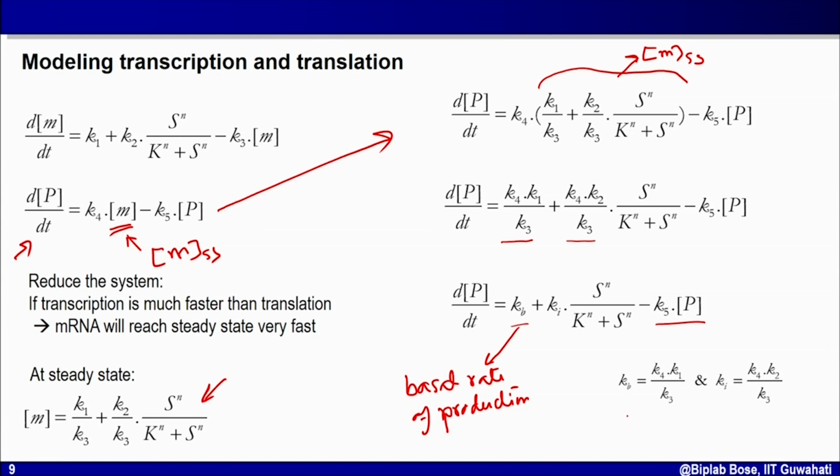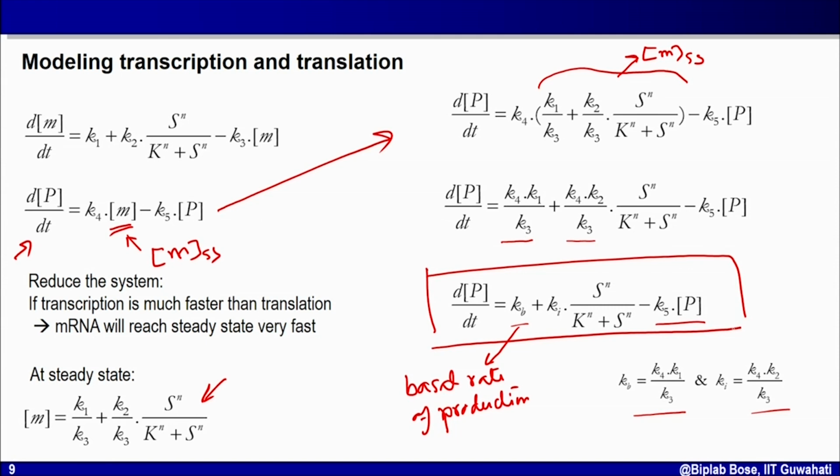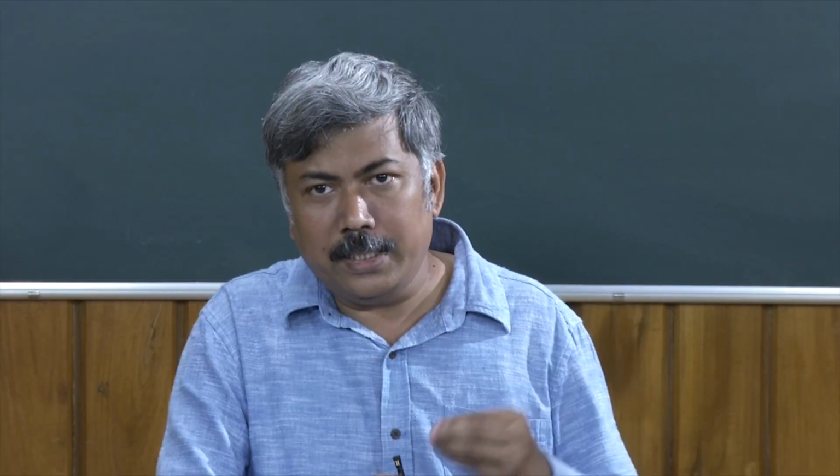I have written down, spelled out here, Kb equal to K4 into K1 divided by K3, whereas Ki is K4 into K2 by K3. So I have only one ODE now. This ODE will give me the dynamics of the protein when the input signal is S and the input-output relation at the transcription level has a sigmoidal behavior.